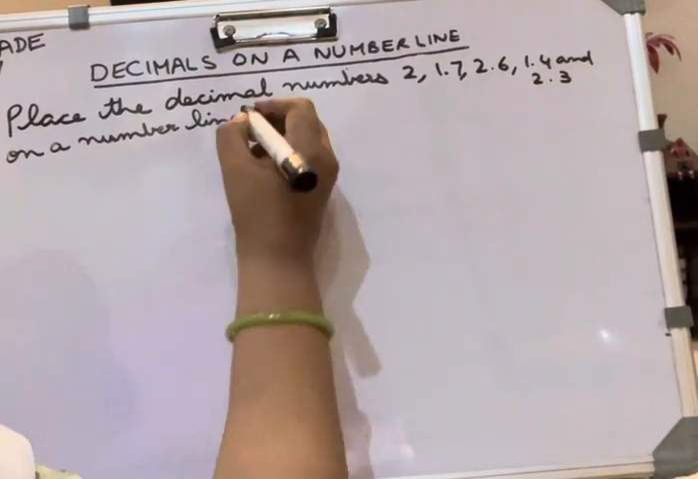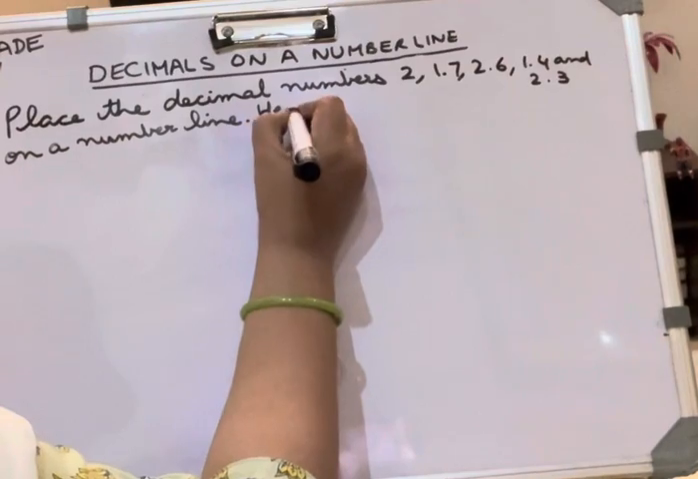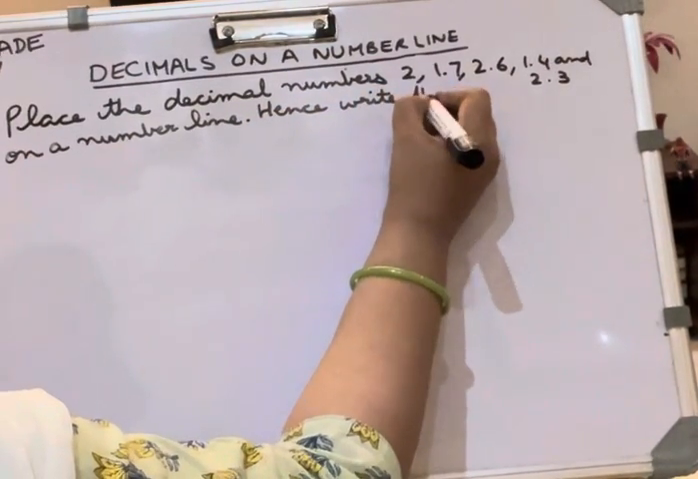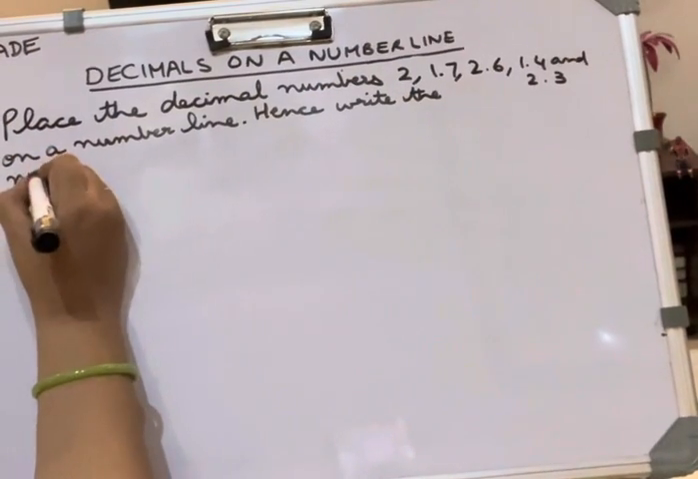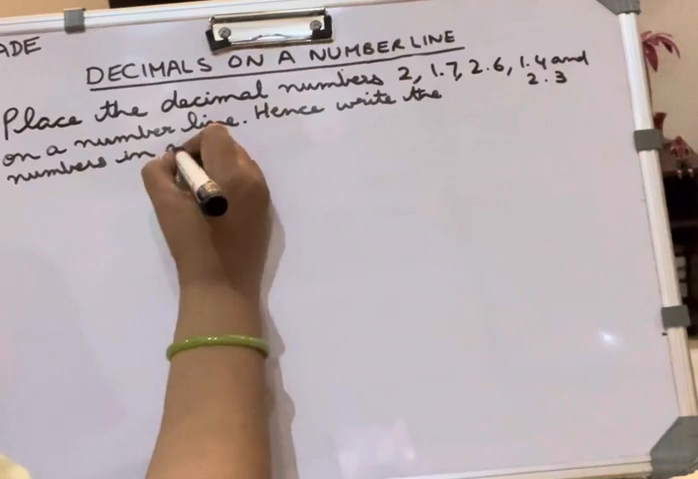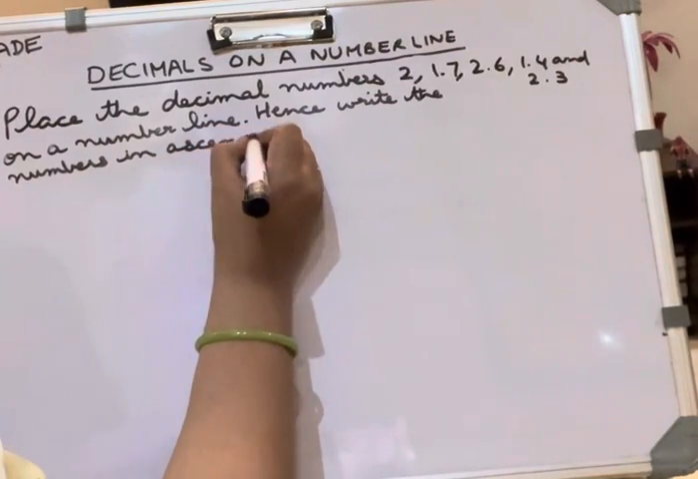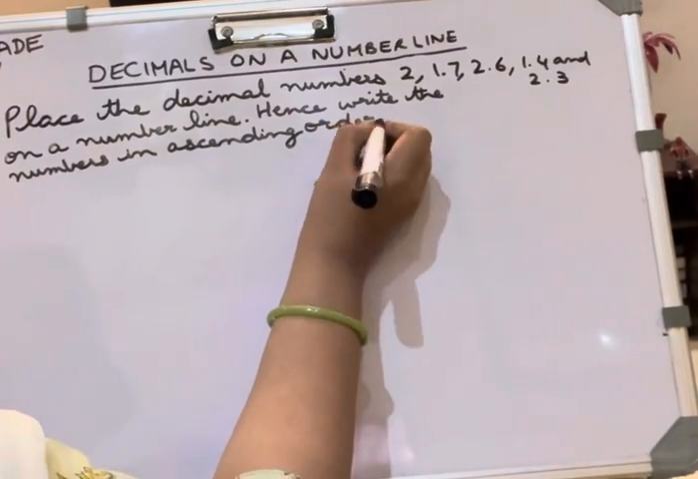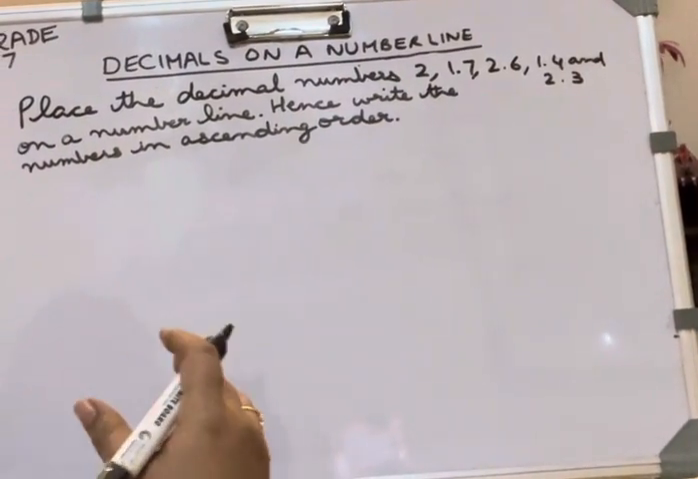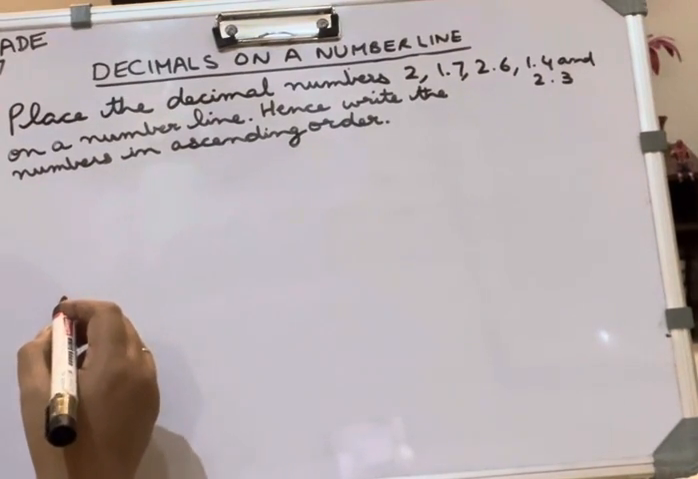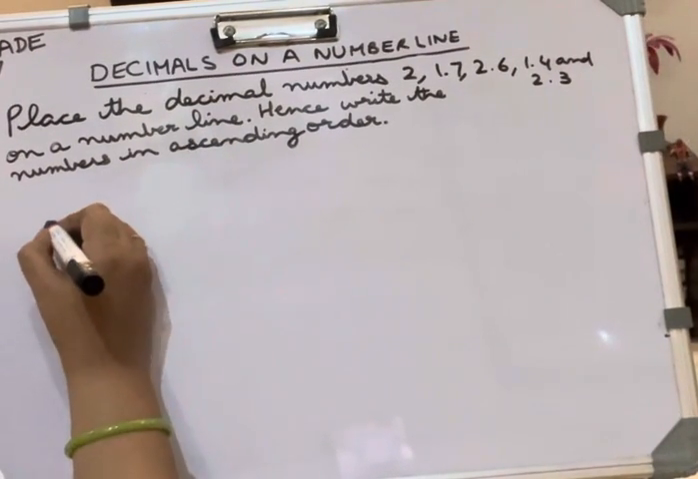Hence, write the numbers in ascending order, which means from smaller to larger number. Now first we will draw the number line.